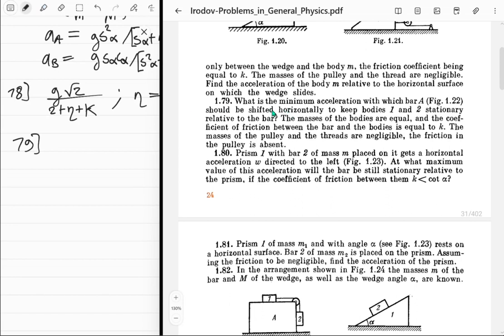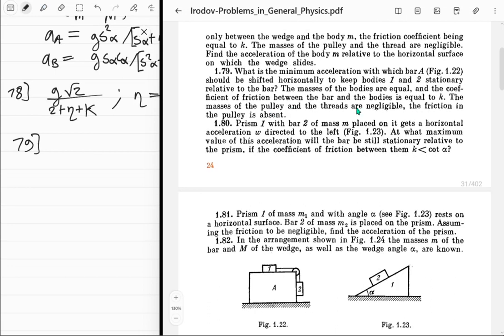What is the minimum acceleration with which bar A, figure 1.22, should be shifted horizontally to keep bodies 1 and 2 stationary? Oh, so if it just stays like that, then body 2 will pull down 1. There's a coefficient of friction between the bar and the bodies, equal to K. The masses of the pulley and the threads are negligible, and the friction in the pulley is absent.